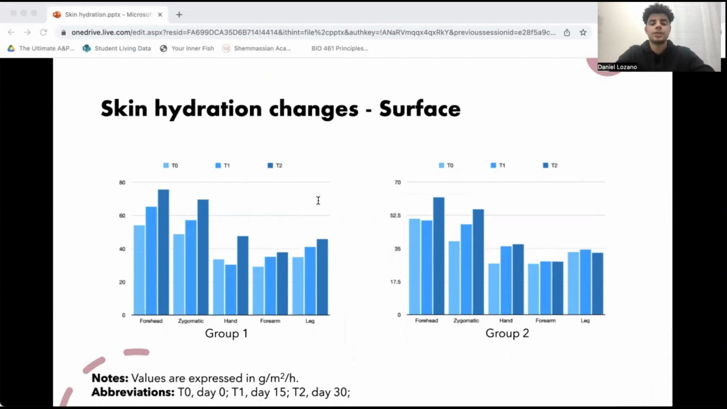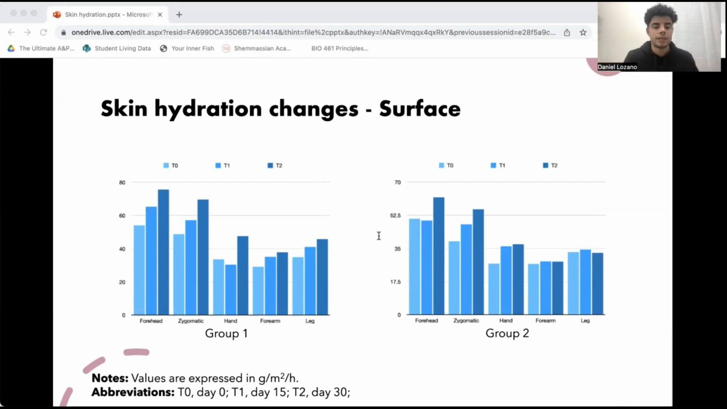We are now comparing how hydration in the skin changed from day 0 to day 30, the last day. For group number 1, we can see that there is an increment for each of the 5 categories: the forehead, the zygomatic, the hand, forearm, and the leg. They all had a linear increment. Whereas in group number 2, which was the group with people who were drinking more water prior to the experiment, they didn't have a good result, or we don't see any increment or any good changes in the hand, in the forearm, or in the leg.